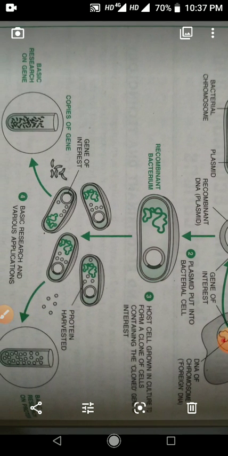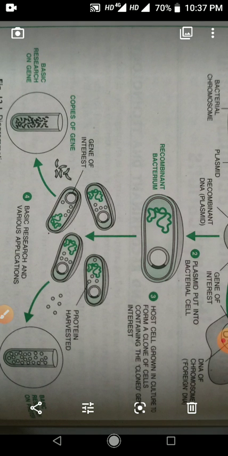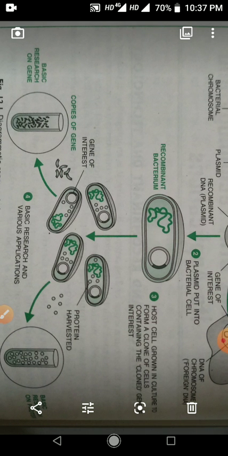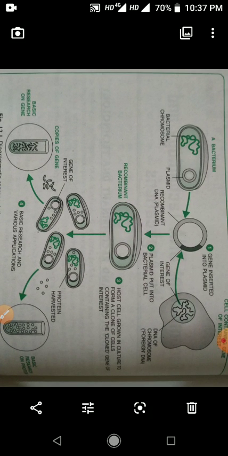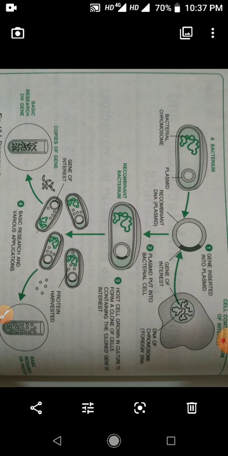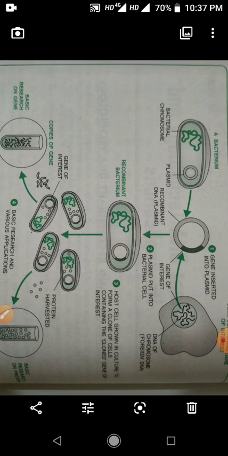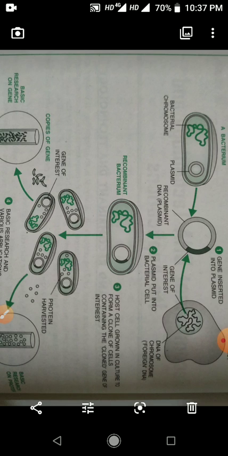Now gene of interest is produced and it is producing the protein. So from this we can get the copies of gene and we can get protein also. So this is the diagrammatic representation of basic steps of recombinant DNA technology.